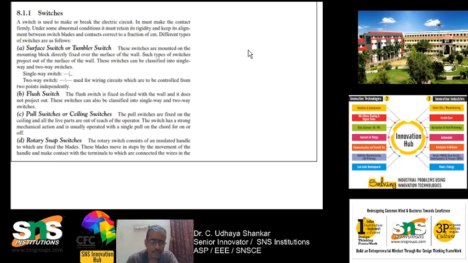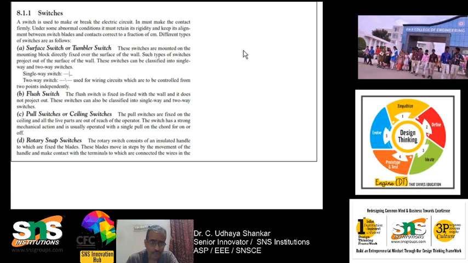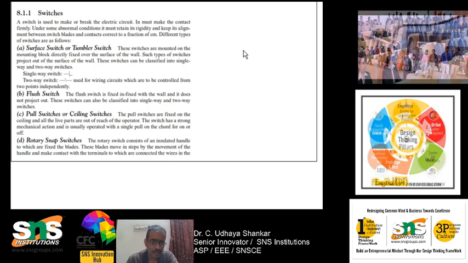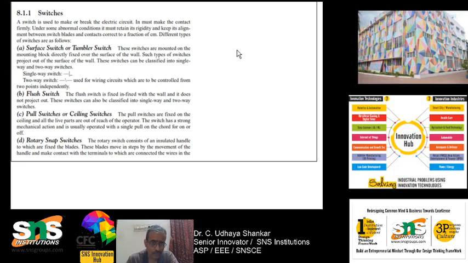A switch is nothing but a device used to make or break any electrical circuit, and the most important parameter is that it has to contact firmly. That's the very important parameter for any switch. And also if there are any abnormal conditions, it has to regain its rigidity, and it has to stay in alignment between the switch blades and contacts within a fraction of a centimeter.